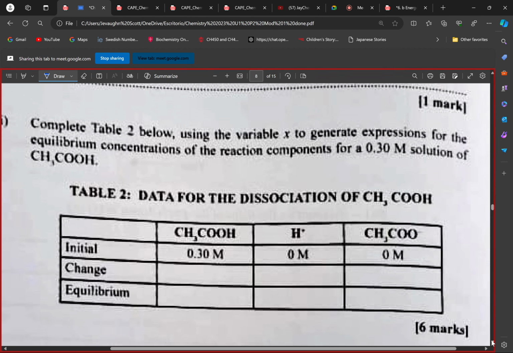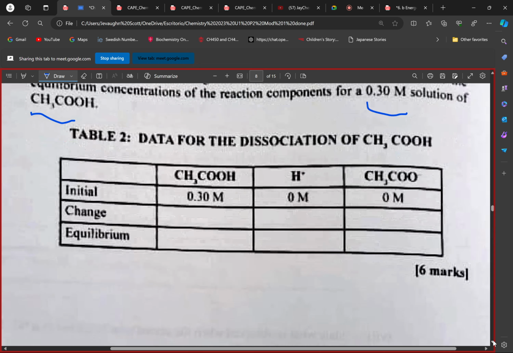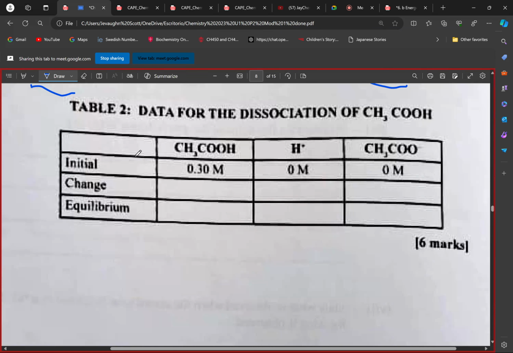Table 2 now, using the variable x to generate expressions for the equilibrium concentrations of reactant components for a 0.30 molar solution of ethanoic acid. So let's look at that. What we're going to do now is ICE tables, right? So let's go.